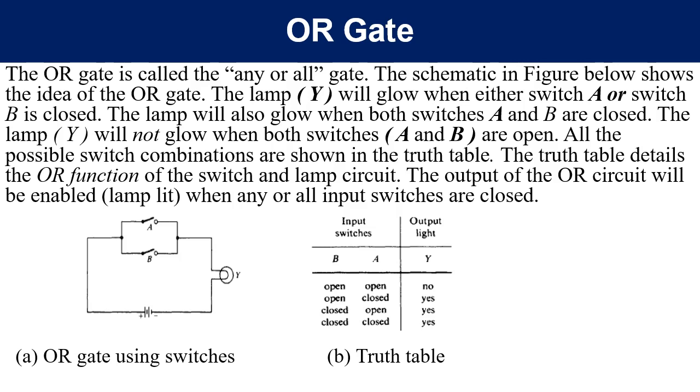So we have a no. If B is open but Y is on, yes, it will light. Then closed and open, yes, it will light. Closed and closed, yes, it will light. But normally we don't use such a truth table. We use ones and zeros.